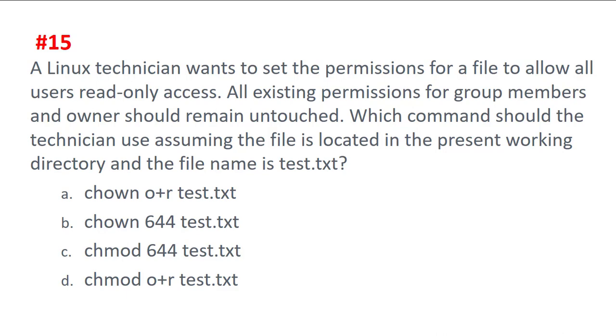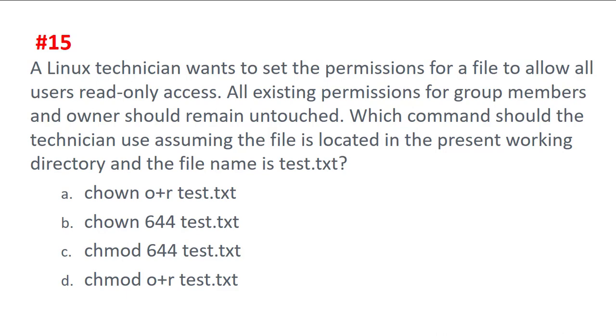Here we have question number 15. A Linux technician wants to set the permission for a file to allow all users read-only access. All existing permissions for group members and owner should remain untouched. Which command should the technician use, assuming that the file is located in the present working directory and the file name is, you guessed it, test.txt?